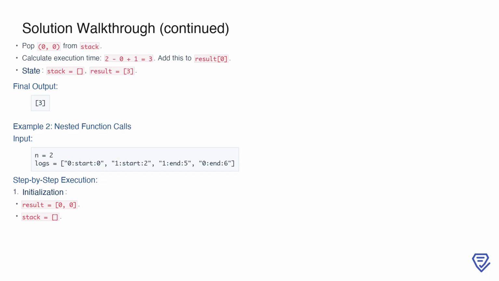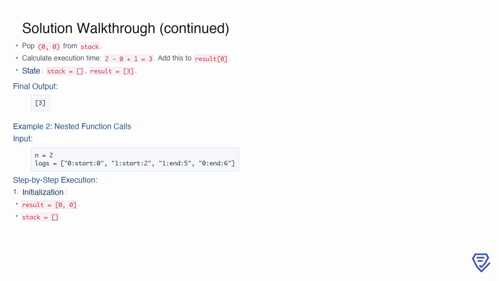Next, the second log indicates that function 1 starts at timestamp 2. At this point, function 0 is still running, so we calculate the time spent by function 0 so far as 2 - 0 = 2 and update result[0] to reflect this. Then, we push (1, 2) onto the stack. The stack now contains (0, 0) and (1, 2), while result updates to [2, 0].